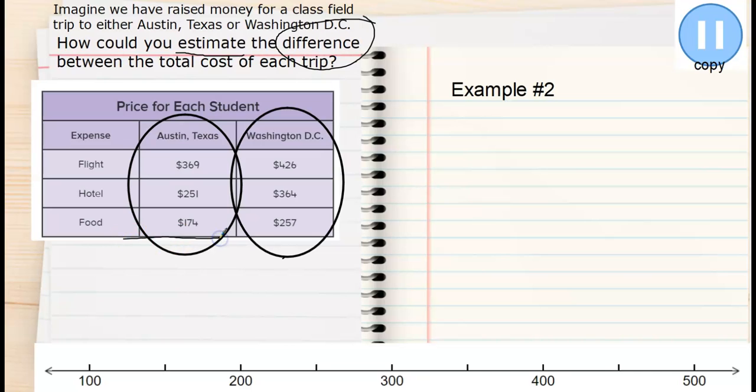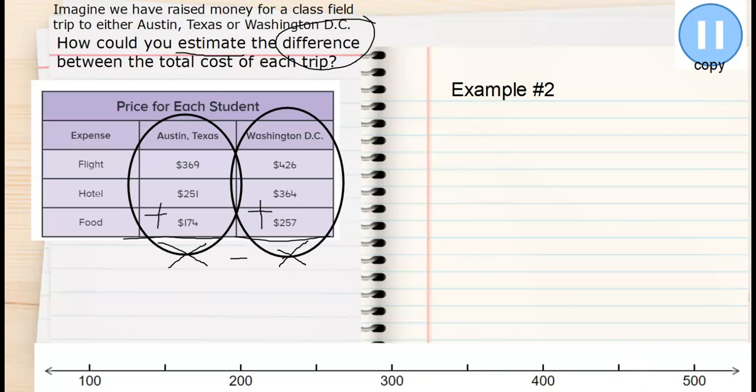Okay, so for the total cost of Austin, Texas, I need to add to find the sum. For the total cost of Washington, D.C., we need to add to find the sum. Again, we're estimating, so we're not finding the exact answer. And then we're finding the difference by subtracting. Now we just need to decide, since we're working with 3-digit numbers, whether we're going to be rounding to the nearest tens or to the nearest hundreds. Since we do have a lot of 3-digit numbers that we're going to be working with, it'd probably be best to round to the hundreds so that we can keep track of those numbers easier.